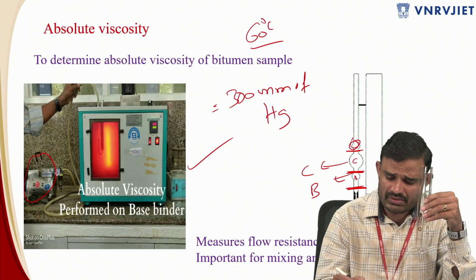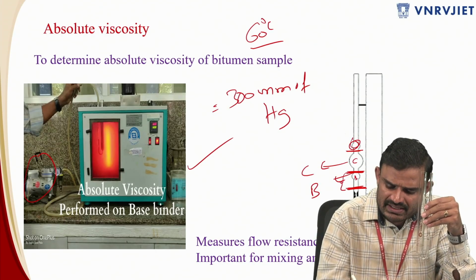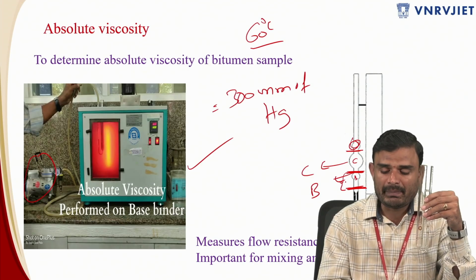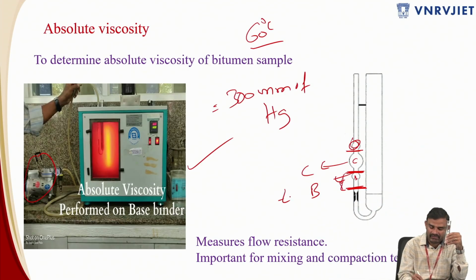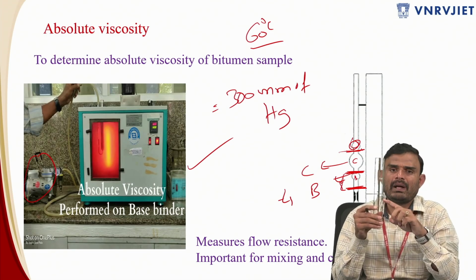So you have to switch on your stopwatch, and you see what is the time taken by the bitumen to travel through the entire bulb B. So you have to note the time T1 as the bulb B. Okay, and after that you don't stop the stopwatch and allow it to continue till the bitumen reaches the top of the bulb C.